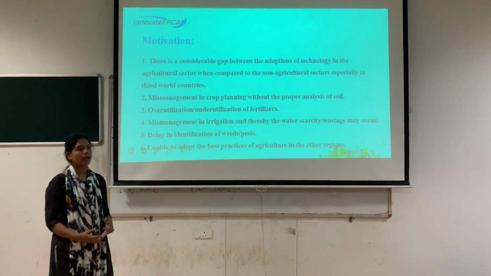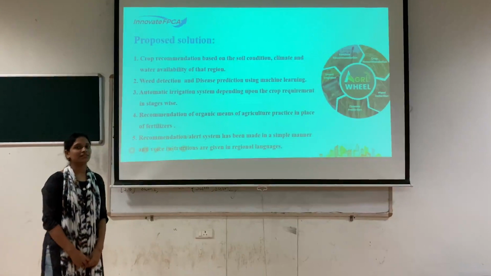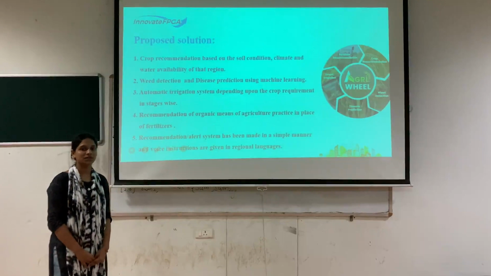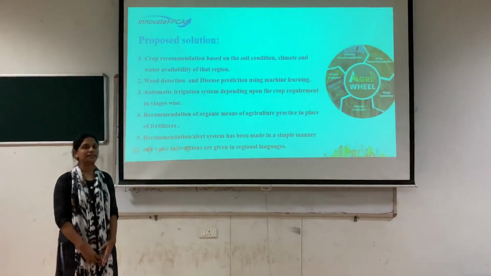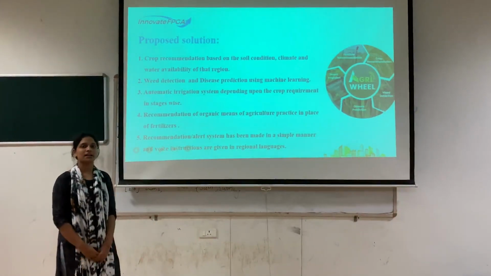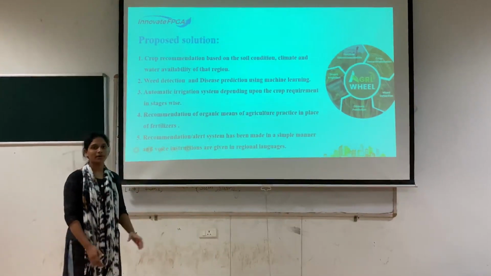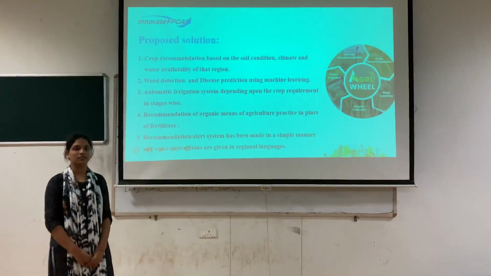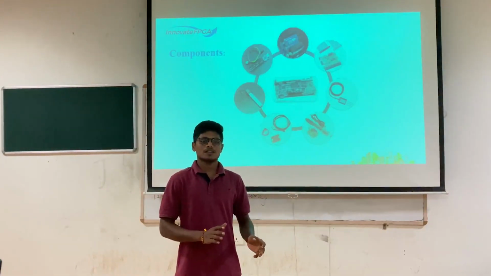So by addressing the above problems, we have come up with a solution which performs around 5 tasks. The first one is crop recommendation based on the soil condition, and crop customized irrigation by considering the date of planting and region of the crop, and also in-time weed detection and disease prediction along with 3 control measures. Stage-wise fertilizer recommendation along with brands is also provided. The entire process can be monitored by the farmer through the website, and we have also provided regional languages voice outputs.